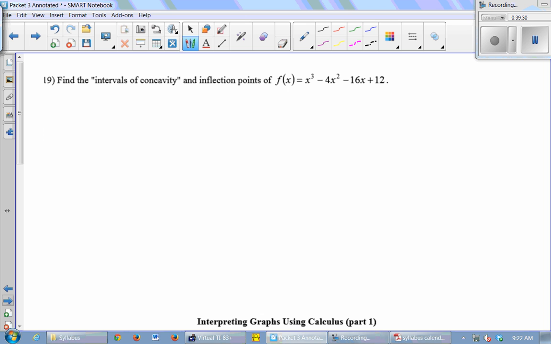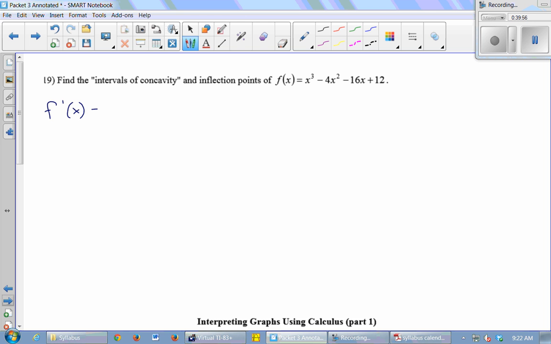All right, so we want to find the intervals of concavity on this polynomial. Where is it concave up? Where is it concave down? Where does it change concavity? So for the concavity test, we want to look at the second derivative, because the second derivative is what tells us about concavity. First we need to find where the second derivative is 0 or undefined and make a sign chart.